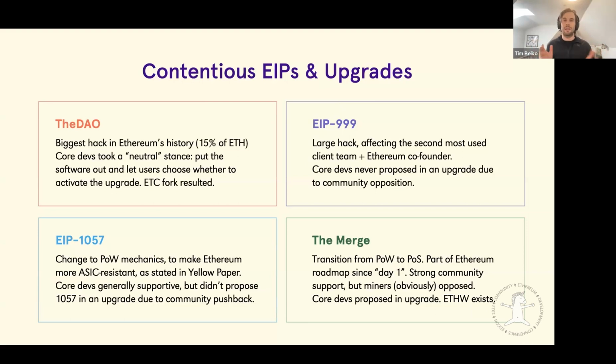And then my last example is a bit different, but the merge, right? Ethereum's transition from proof of work to proof of stake. This was part of Ethereum's, quote unquote, roadmap since the very early days, in as much as there is a roadmap for Ethereum. There was obviously pretty strong community support, and it's worth noting that the Ethereum Classic fork that resulted a few years ago, I think helped move a lot of the very pro proof of work people to a different community. But miners were obviously very opposed to this, like we were taking away their entire business.